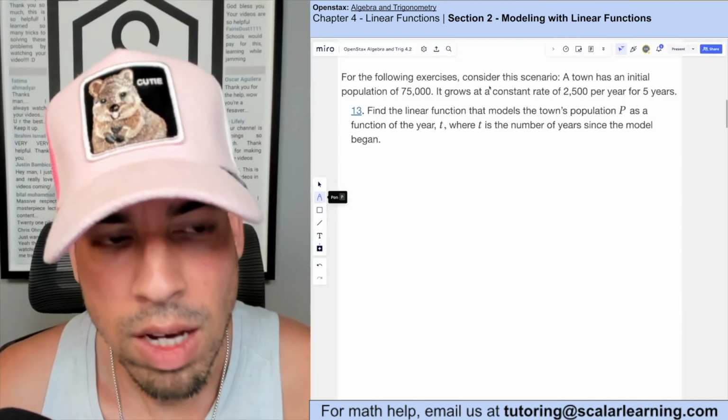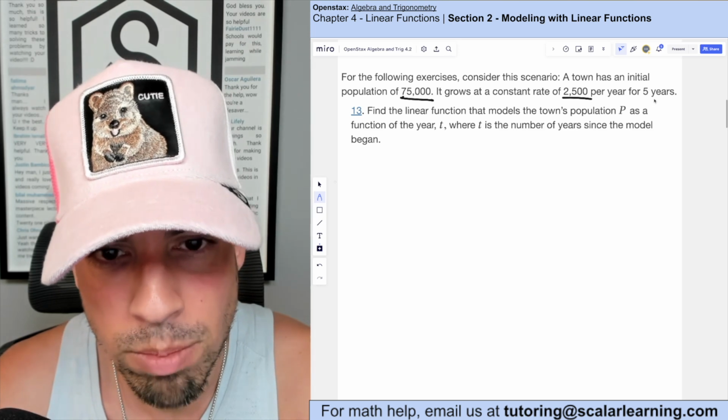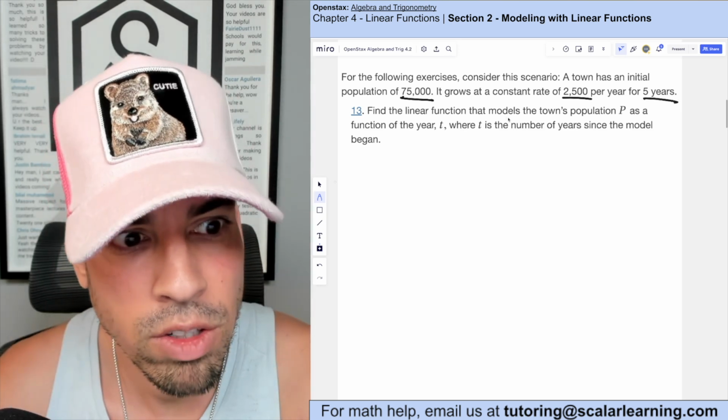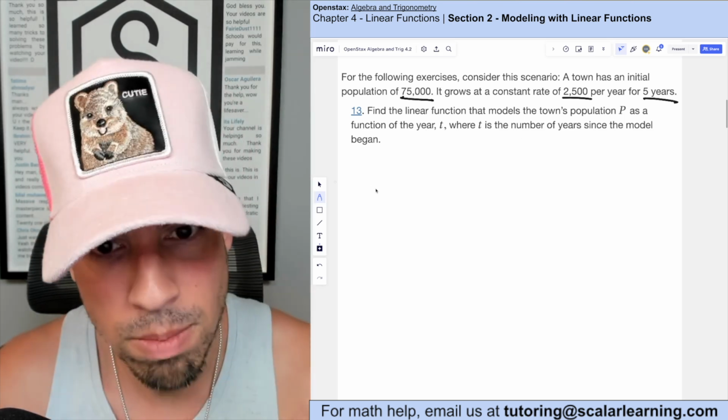Boom, done. The town has an initial population of 75,000 and grows at a constant rate of 2,500 per year for 5 years. Find the linear function that models the town's population as a function of t, where t is the number of years since the model began.